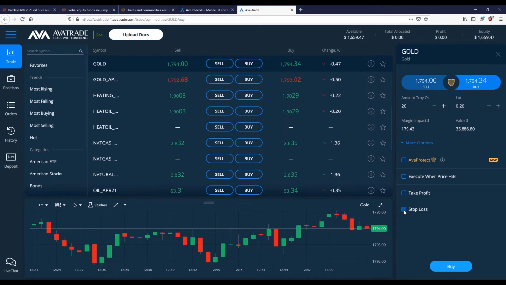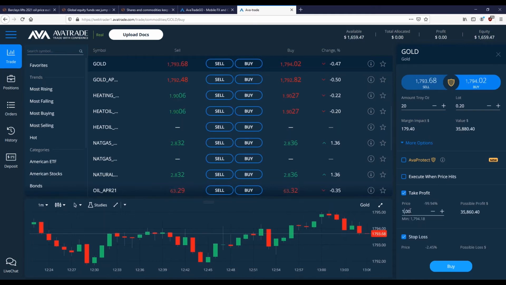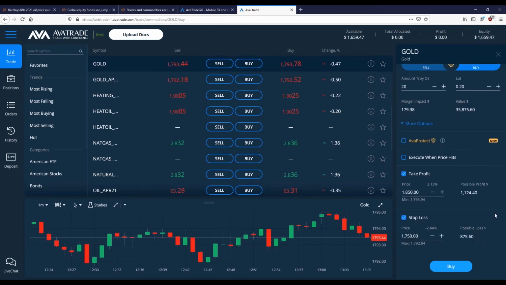Then maybe I say, if I'm buying gold, maybe I think gold's going to go up and shouldn't drop below, I don't know, 1750. So maybe my stop loss is 1750. If it drops below that, then I would say, okay, I'm wrong with my move and give up on it. And my take profit, maybe I think it should go back up to 1850, for example. So I see my possible profit converted to my account currency around 1120 or so, and my possible loss to that stop loss price, 877.